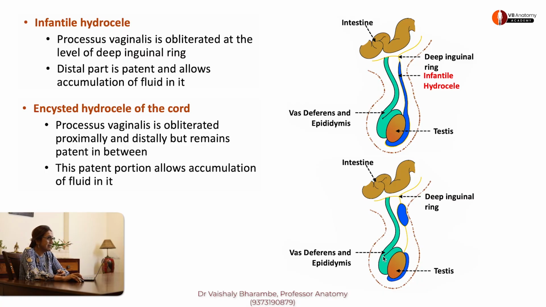Now you're seeing an encysted hydrocele. See, above and below, the processus is obliterated. In between, it has remained patent, allowing for fluid collection and formation of the hydrocele. Now use your sense to differentiate each of these from each other. Was the vaginal, infantile or encysted hydrocele continuous with the abdominal cavity? No. There was some amount of obliteration of the processus vaginalis.